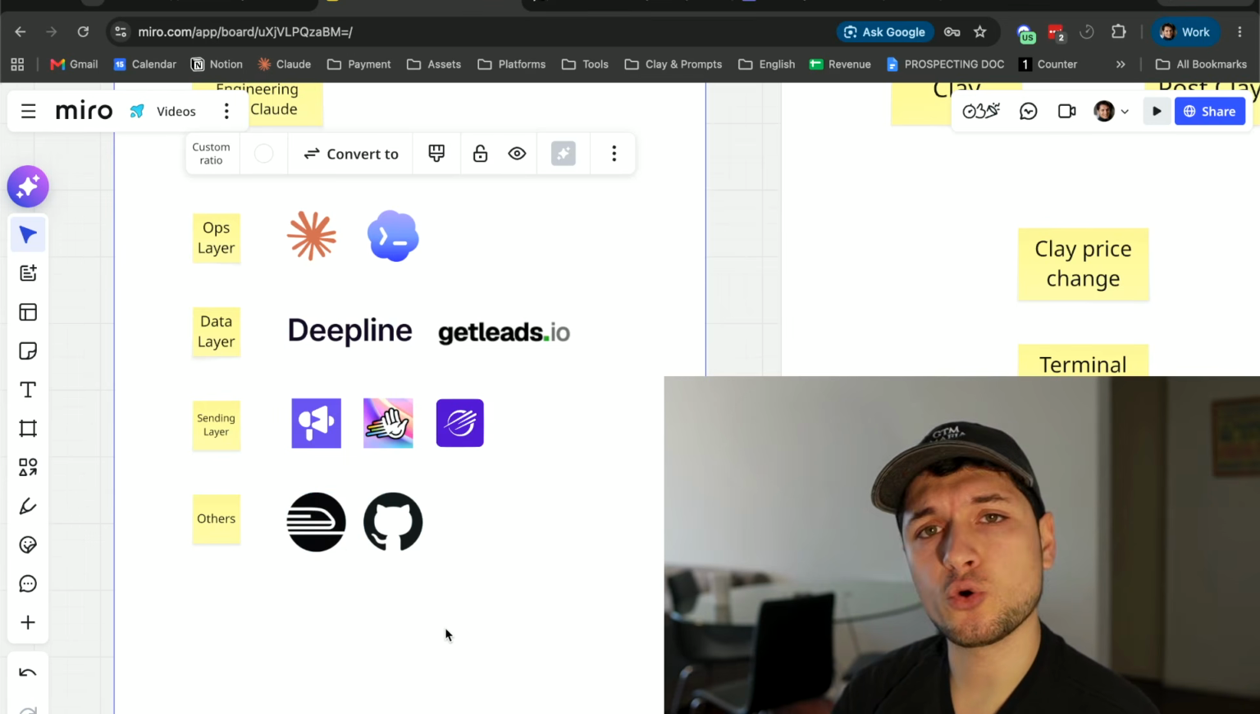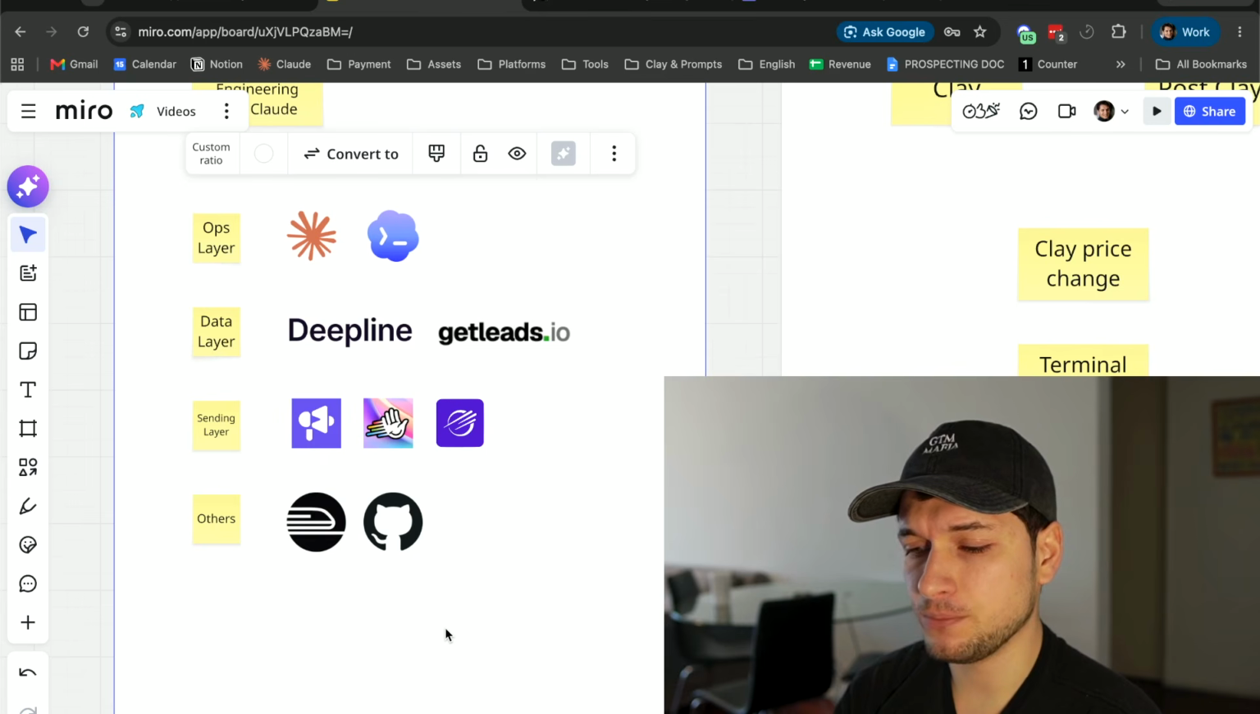On GitHub, you can store your code. And on Railway, you can put your code live, for example, if you need a live agent, okay?